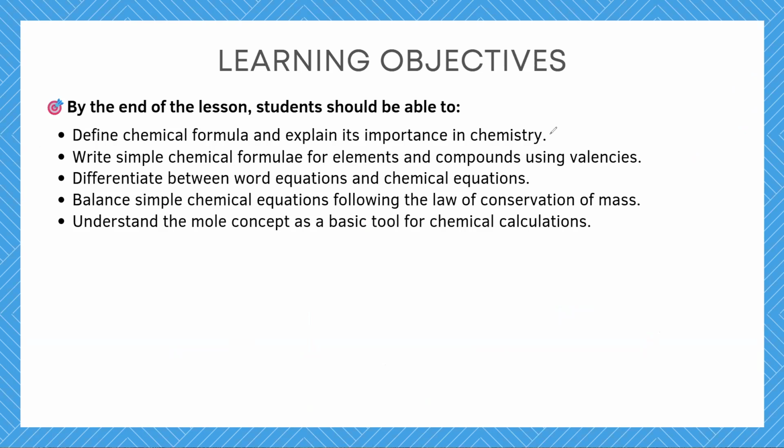Number one, I want you to be able to define chemical formula and tell me what its importance is in chemistry. And then secondly, I want you to be able to write simple chemical formula for elements and compounds using valencies. This was the part where we had some issues in the previous class, and we're going to be taking it again, hopefully making it simpler this time. All right? Yeah. And then if we're able to achieve these two, I'm going to be excited, and then we'll do the remaining three in the next class, which is going to be free. Are we cool? Yeah.